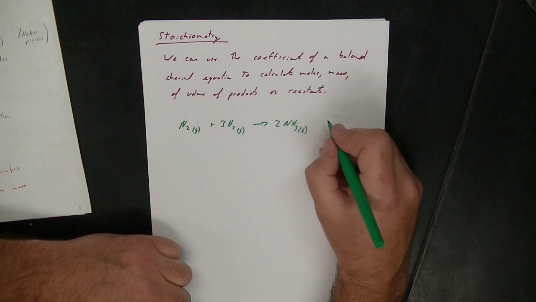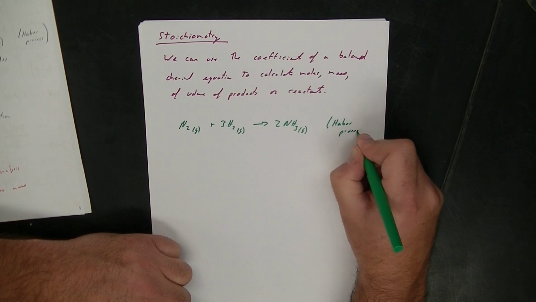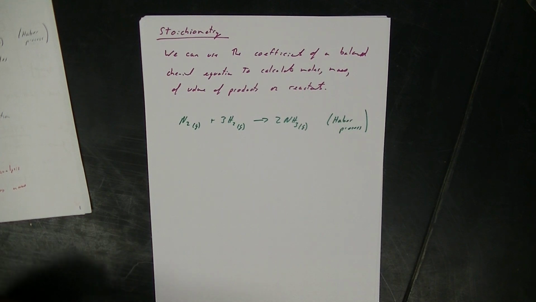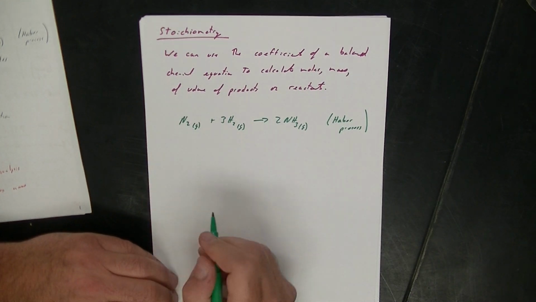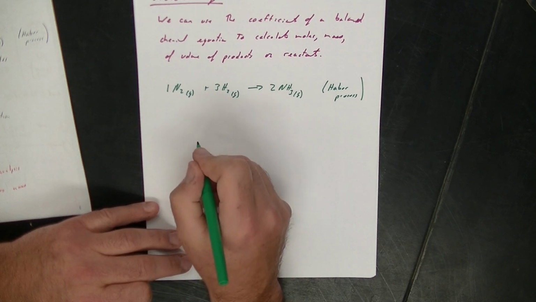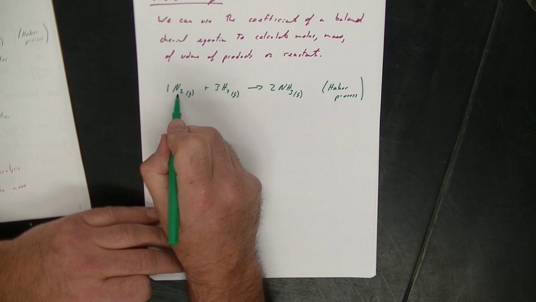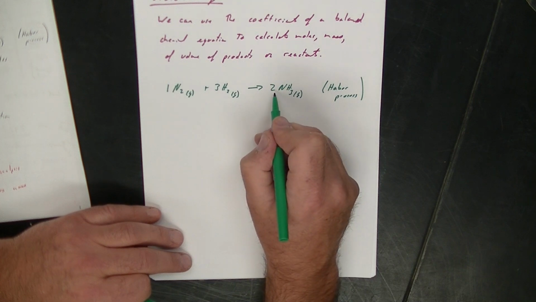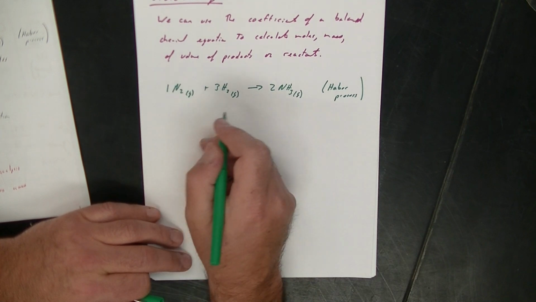This is actually called the Haber process, and you'll read about this in this unit, making ammonia. Now, there is a coefficient here. We don't write it because it's a 1, but there is a coefficient there. What this is telling me is that it can tell me two different things. It can say if I have 1 molecule of N2 and 3 molecules of H2, it will produce 2 molecules of NH3. But in reality, we don't work with molecules, we work with moles.